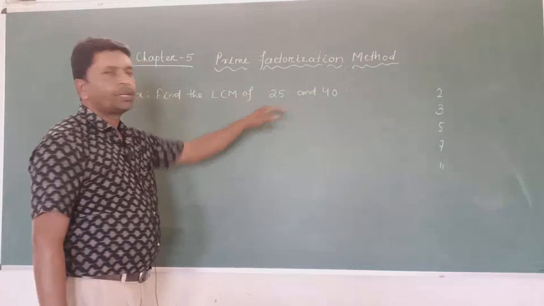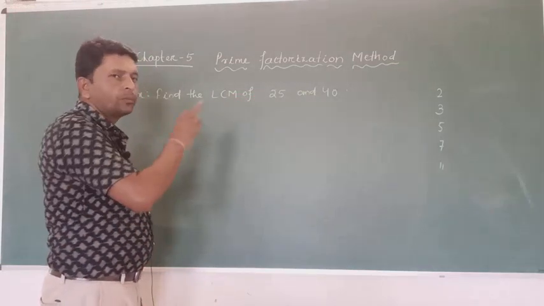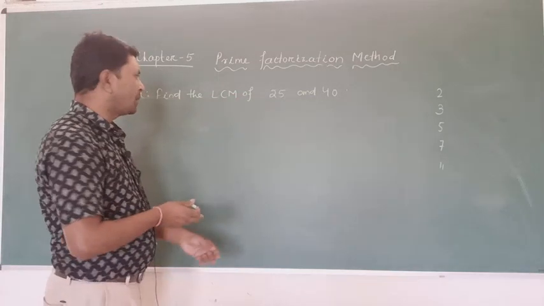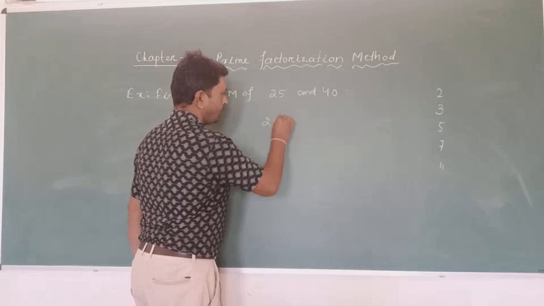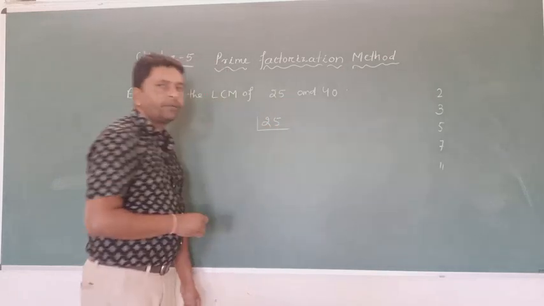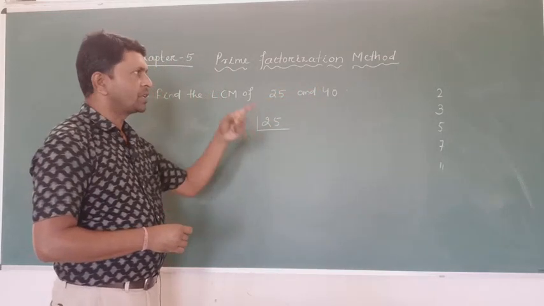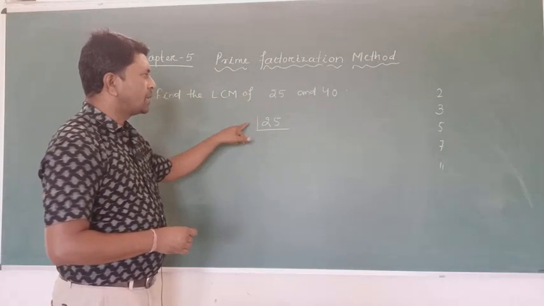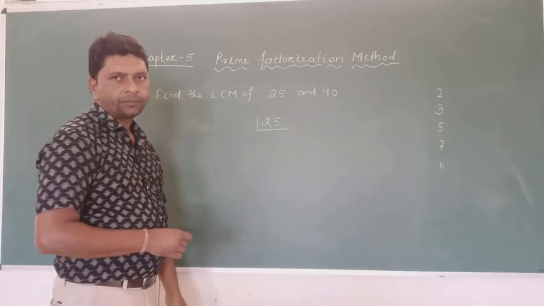Find the LCM of 25 and 40. First we have to factorize both the numbers with prime numbers. So first of all I am taking 25, and let's check from 2. First of all we have to check from 2. So check it with 25. 25 is not divisible by 2.